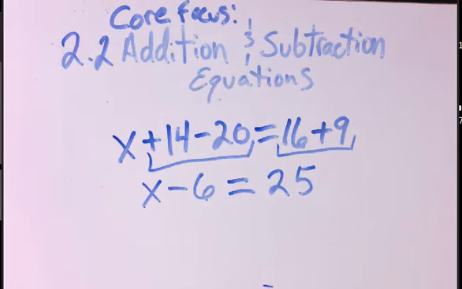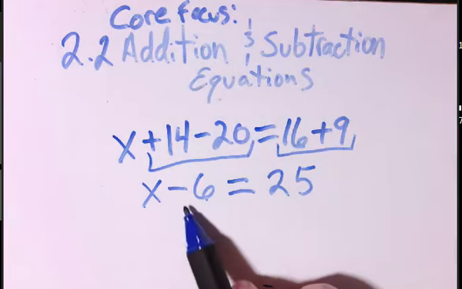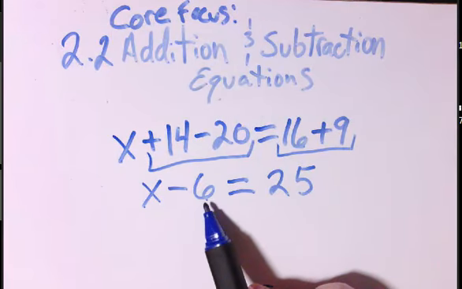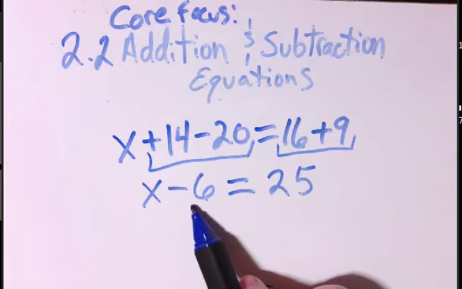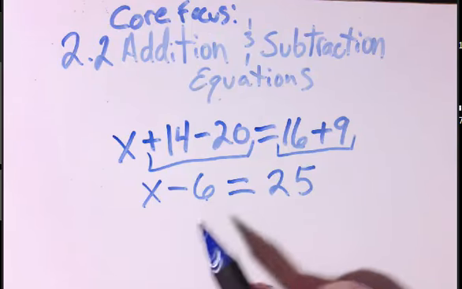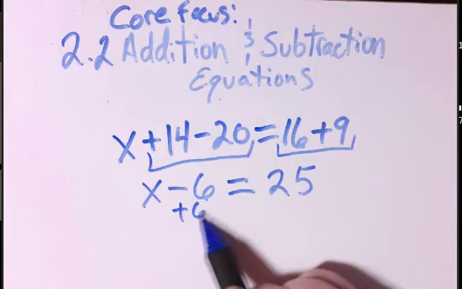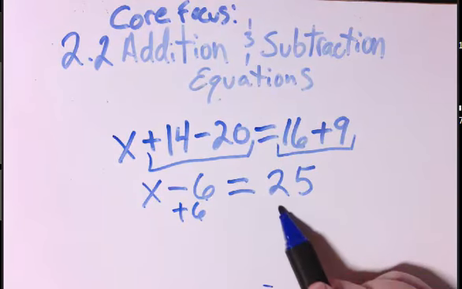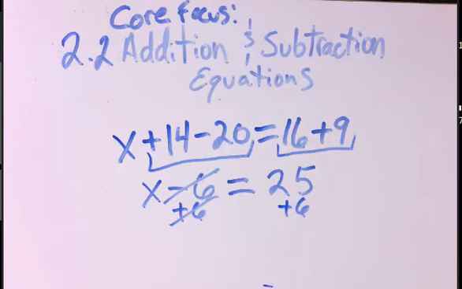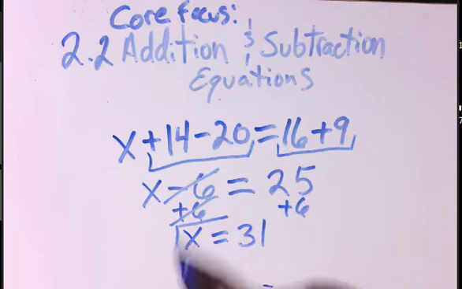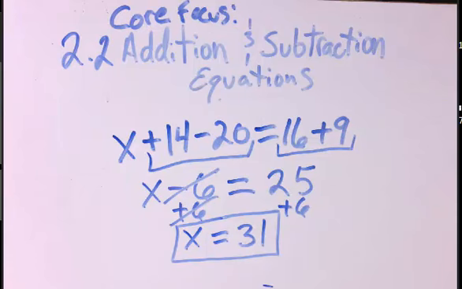So now we just want to get x by itself. Remember, here we have a negative 6. We want that spot to equal 0. So to go from negative 6, you have to add 6 to get to 0. And what you do to one side, we do to the other side. So this is going to be 0, so it's going to cancel out. Then x is going to equal 31. And you can double check that by putting it into your starting equation.